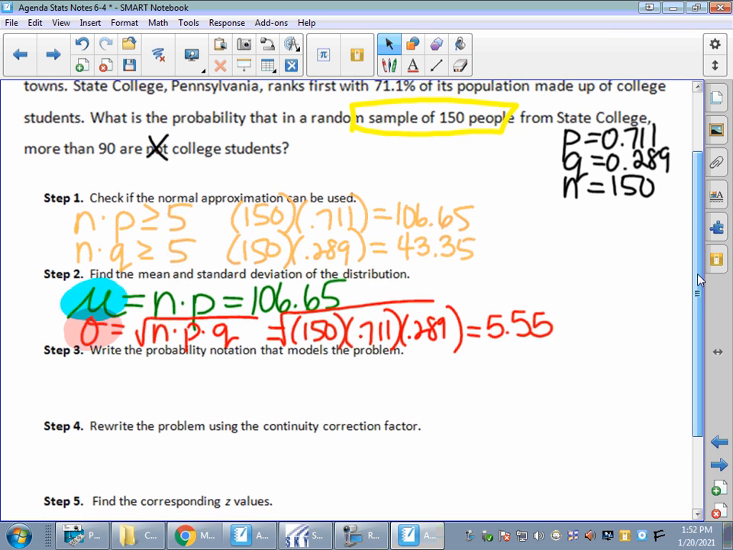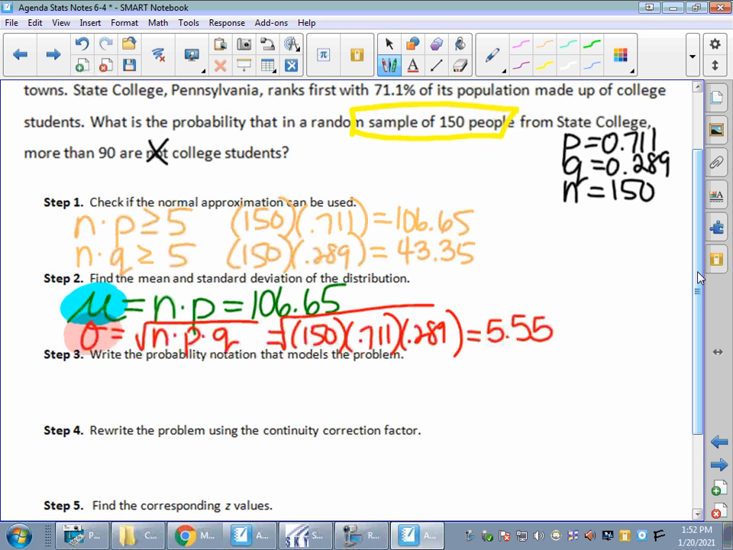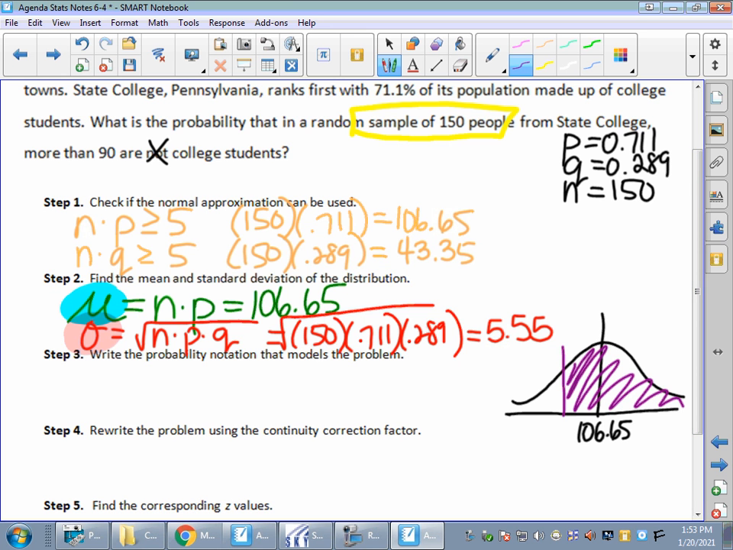Write the probability notation that models the problem. So I'm going to draw myself a really teeny tiny normal curve. I know my mu is in the middle right here. My mu we just found is 106.65. Right? So we want to know more than 90 are college students. So let's see, if I figure 90 might be about right here, more than 90 has to be shaded to the right, right? That's greater than. So what's the probability that x is greater than 90?